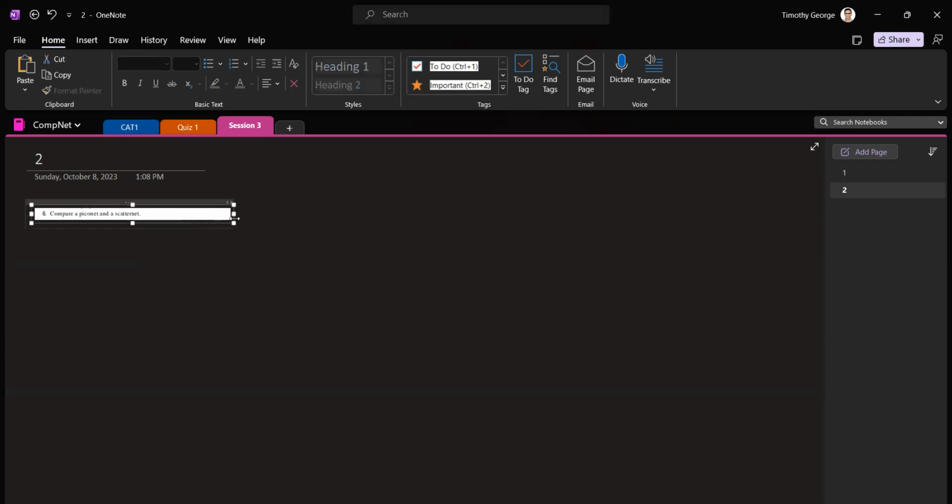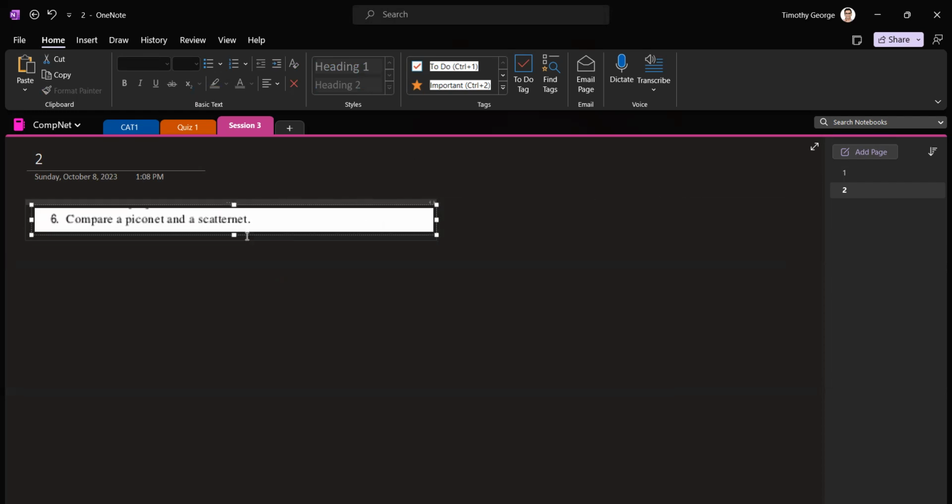Piconets and scatternets. Again, you just have to remember what these terms are. In a piconet, what we're talking about is basically Bluetooth, a single Bluetooth network. Some people get confused because it's not an often used term, but it's something they could ask you because it's in the textbook, and I think it should be there in the PPT also.